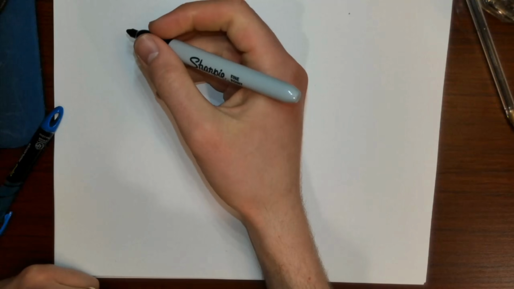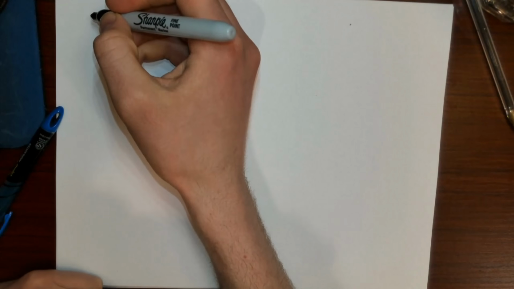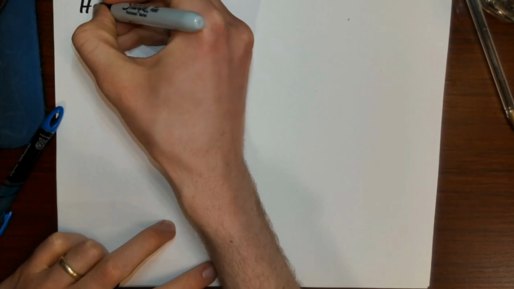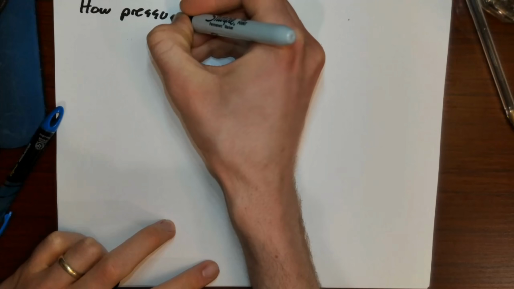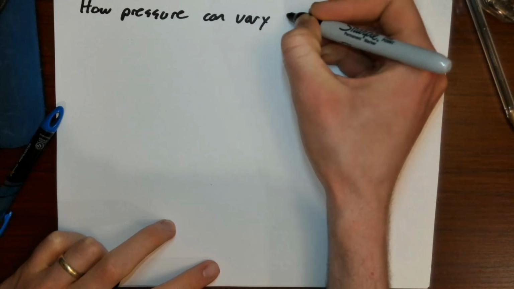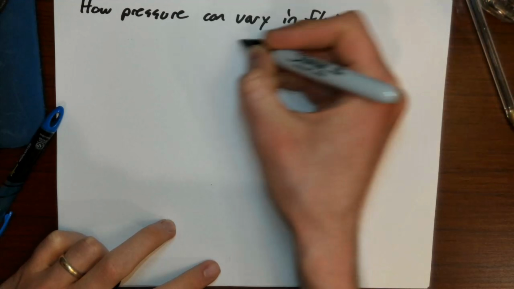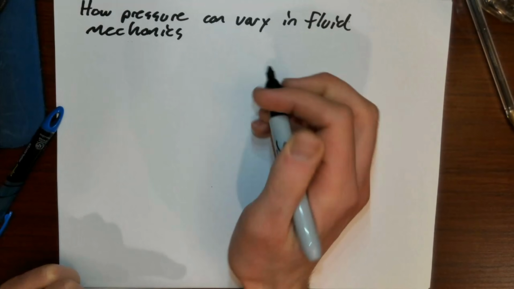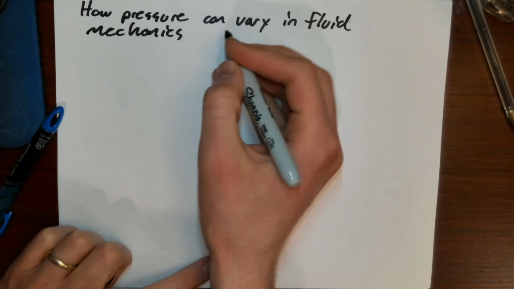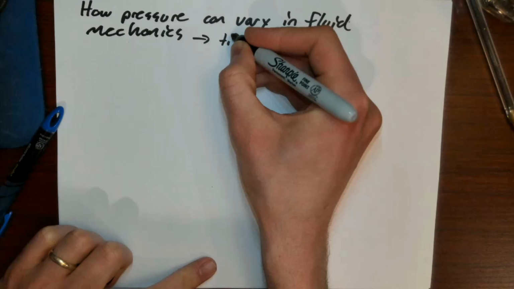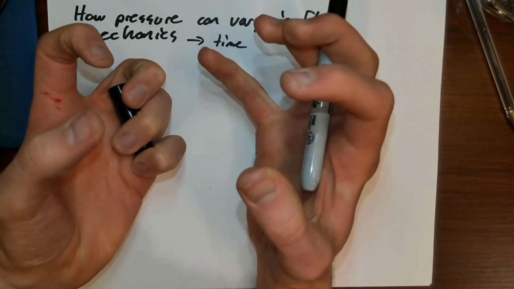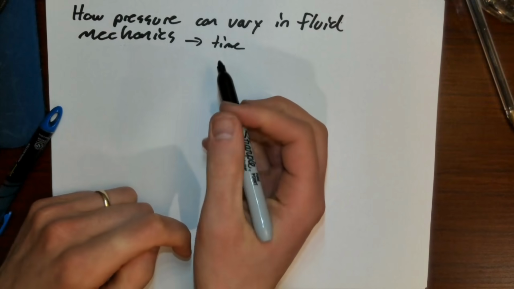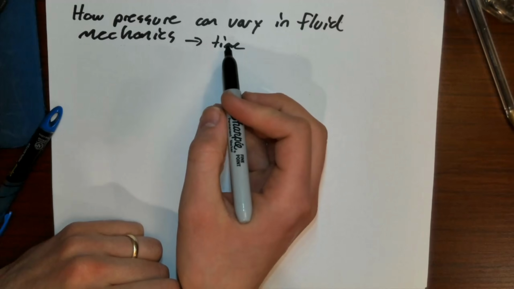When I think about the pressure gradient, before we talk about it, we need to talk about how pressure can vary. So how can pressure vary in fluid mechanics? Well, in general, pressure can vary with time. I could have a balloon, pressurize it to some pressure, and if I come back an hour later, that balloon could have a different pressure inside of it. So we know pressure can vary with time.